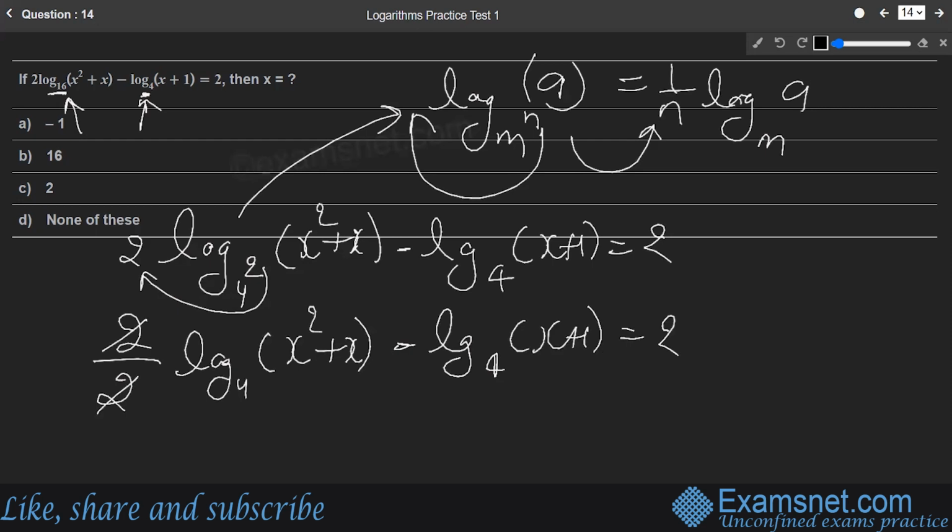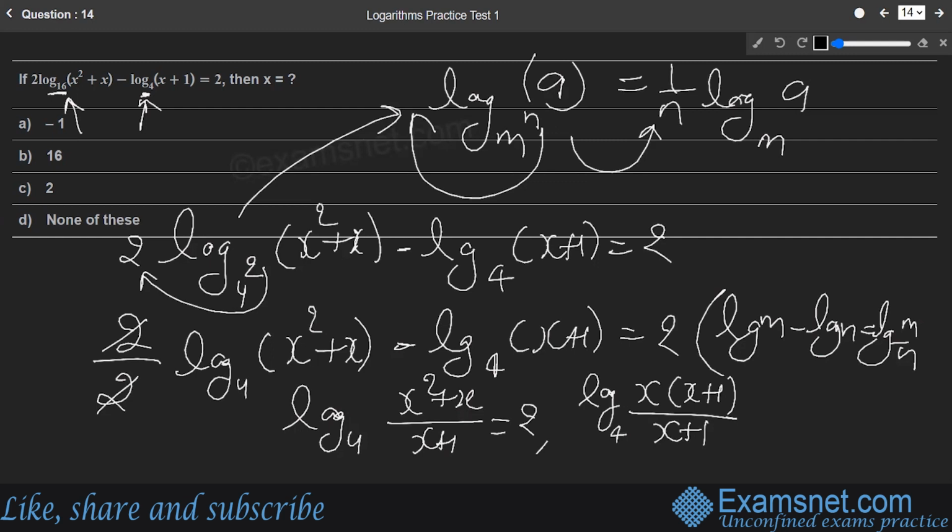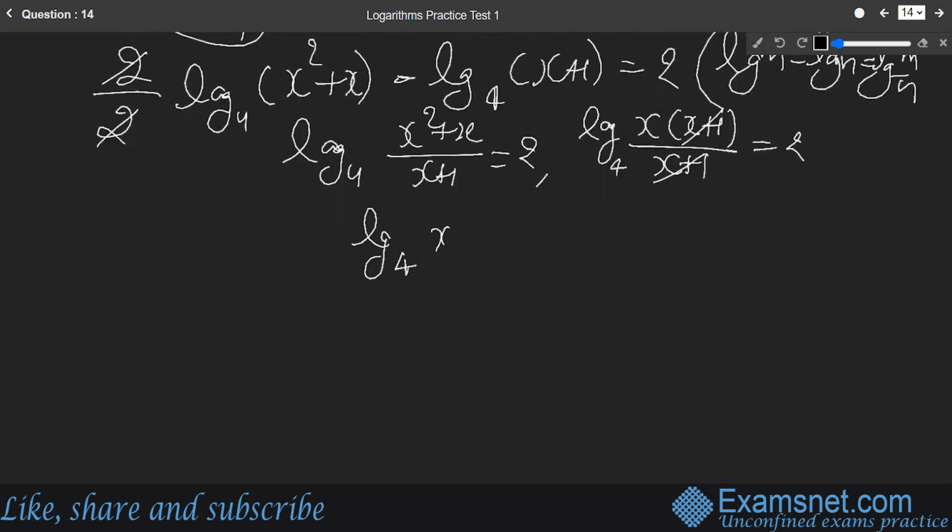Now this 2 and 2 get cancelled. Now we have the bases of both the logs as same. So now you can combine them together using a property. What is the property? Log m minus log n is nothing but log m by n. So we're going to use this property. If we do that, we are left with log base 4 of x square plus x divided by x plus 1, is equal to 2. Now here in the numerator x can be taken common. So if we do that, we are left with x times x plus 1 divided by x plus 1 already present. Base is always 4, is equal to 2. If we do like this, then x plus 1 and x plus 1 get cancelled. So we are left with log base 4 x is equal to 2.